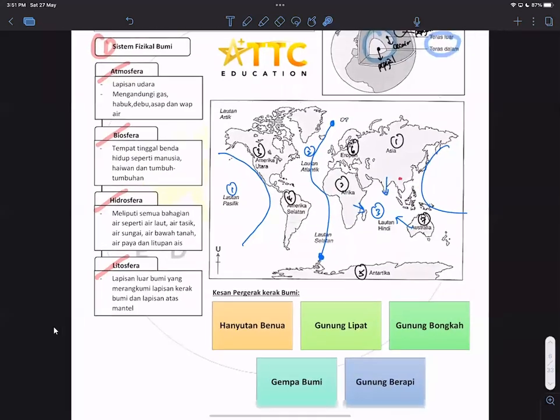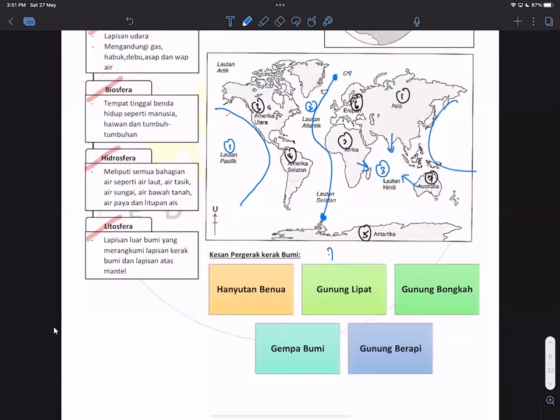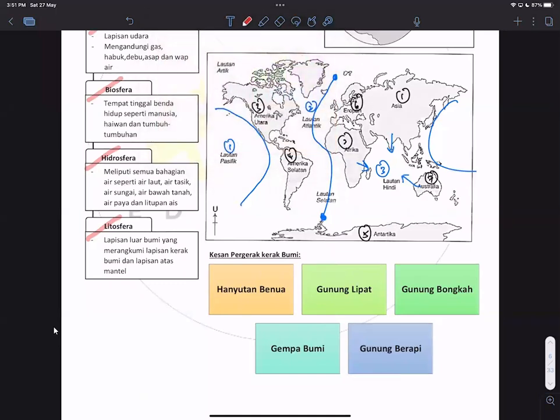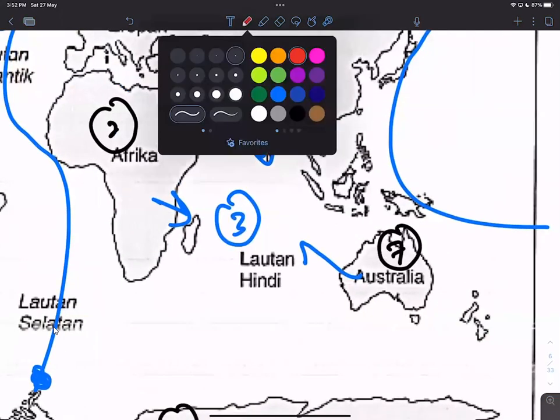Okay, so this is all the 7. You guys can try to write down. We have the 7 benua, all the syllabus here. 7 benua and then 5 lautan. So in our normal class, I'm still going to teach you guys the laut. So what is the laut? Guys, I use pink color.